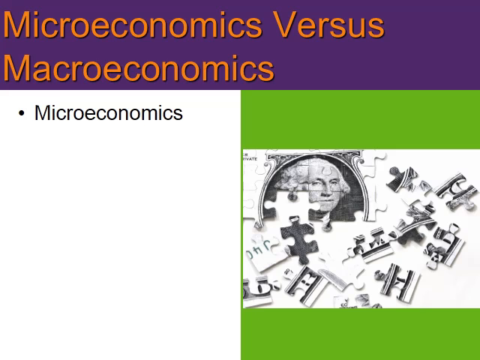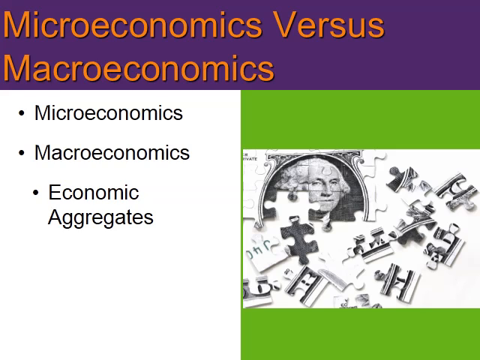Microeconomics studies how individuals make choices and how these choices interact. Microeconomics focuses on choices made by individuals, households, or firms, the smaller parts that make up the economy as a whole. Macroeconomics, on the other hand, studies the overall ups and downs of the economy.